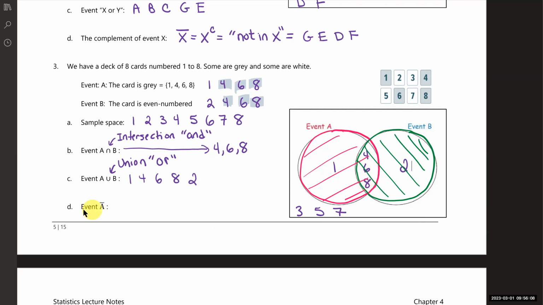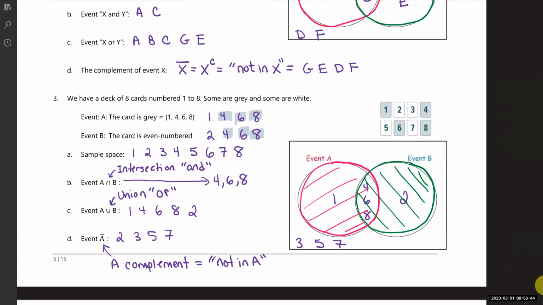Okay, and then this notation again, event A complement. So the A with the line over it is A complement. And that's read as not A. So I'll add the words in: not in A, the complement of A, everything not in A. So everything outside of my A circle. You can also just look here, everything that's not one of those numbers. And that would be 2, 3, 5, 7. And that should be sort of a good summary of various Venn diagrams.